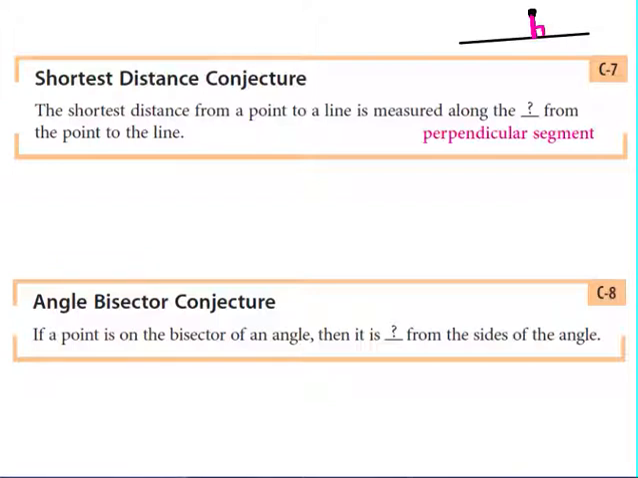Okay, the angle bisector conjecture. If a point is on the bisector of the angle, what do you think its relationship is between that point and the sides of the angle? It's equidistant as well. Okay. So if a point lies on the bisector, it's going to be equidistant from the sides, just like with the perpendicular bisector of a segment. Okay. So far, so good?